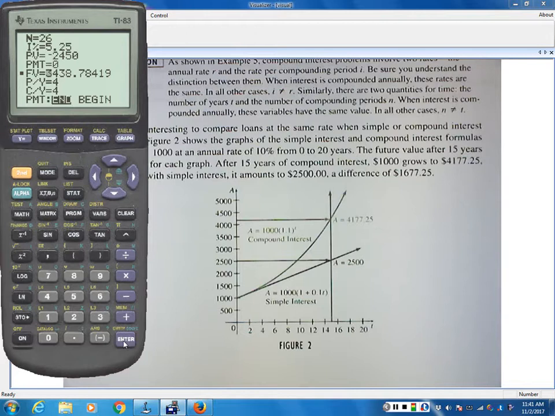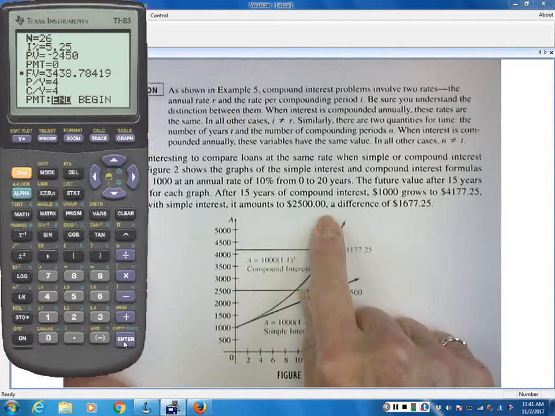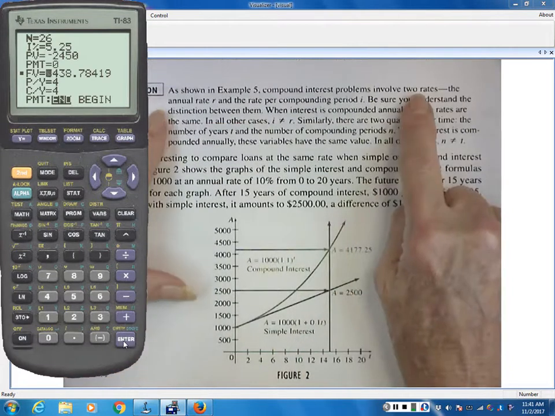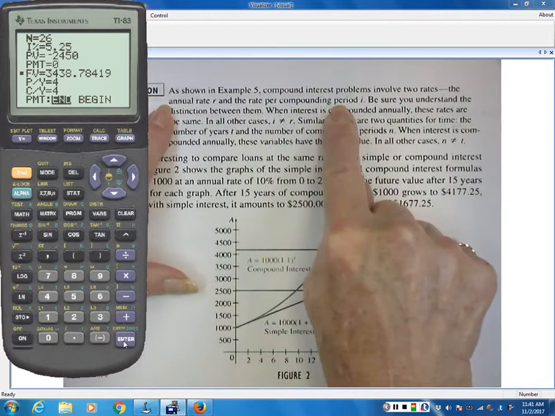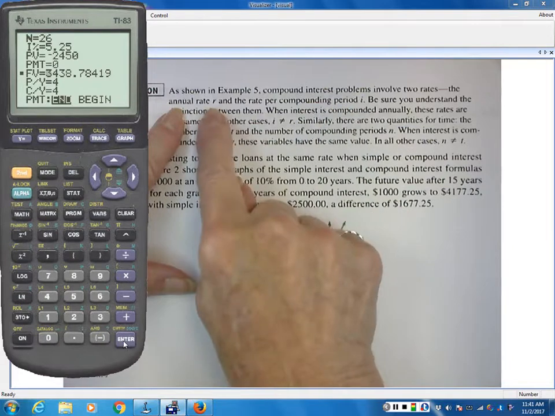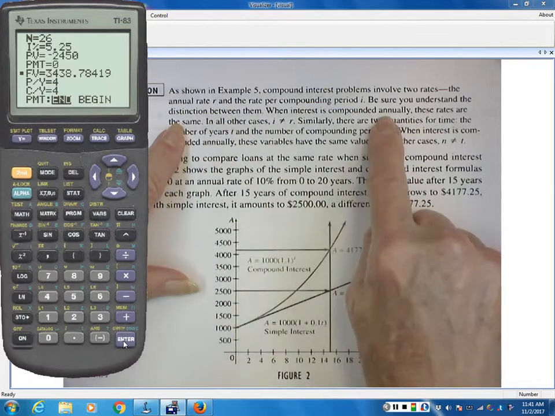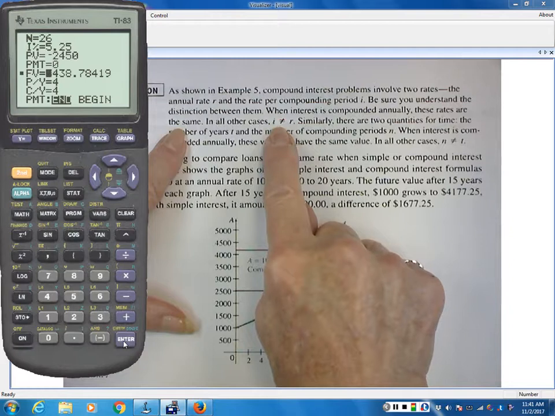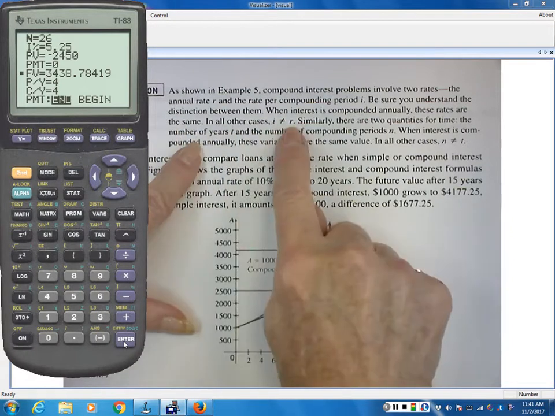Now there are a couple of cautions, and you can kind of ignore this because I'm not going to talk much about this. Compound interest problems involve two rates, the annual rate and the rate for the compounding period. Remember, you're going to need to put in your annual rate and leave it alone. If you're compounded annually, then that rate's going to be the same, because your interest rate is going to be the same as I. But in all other cases, it's not.